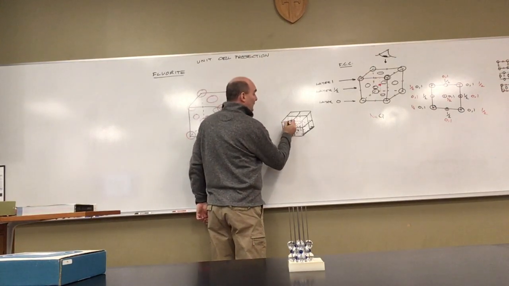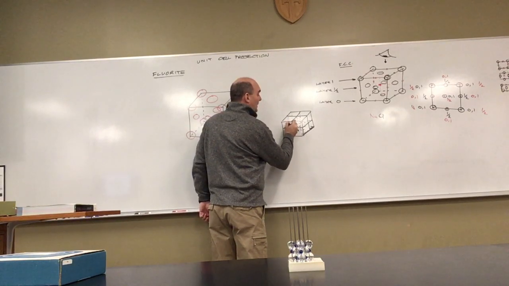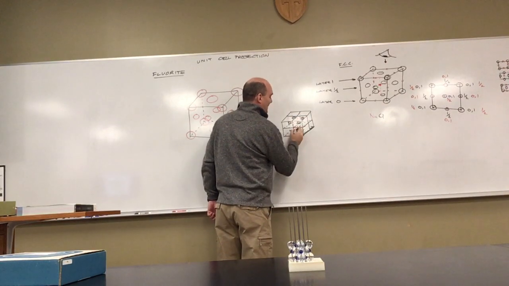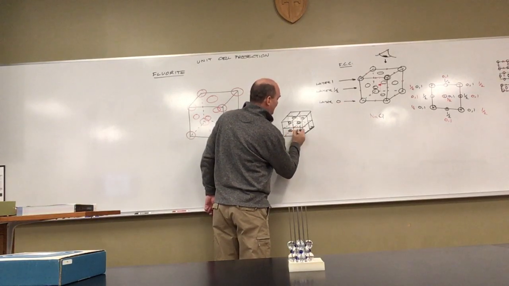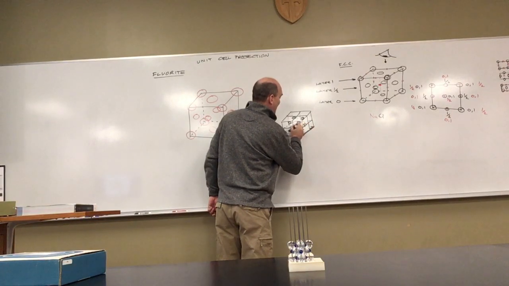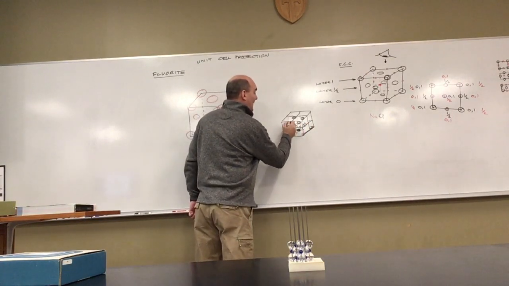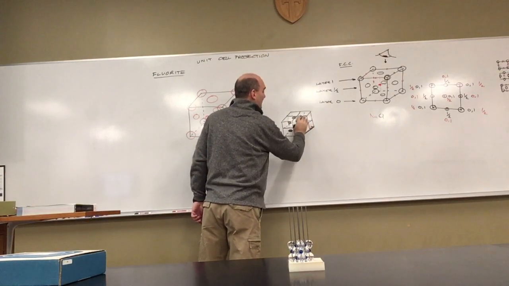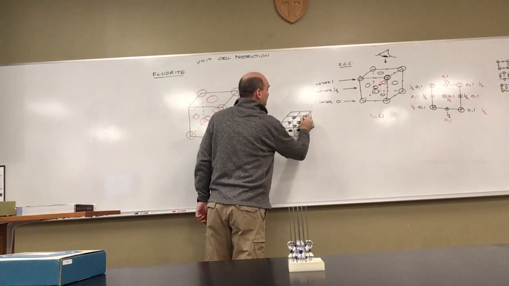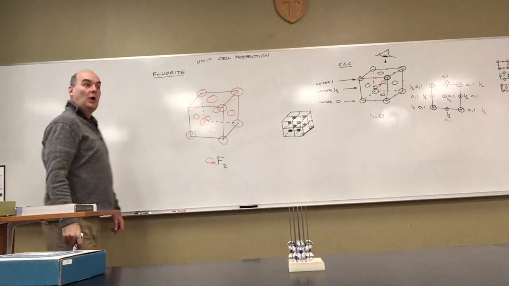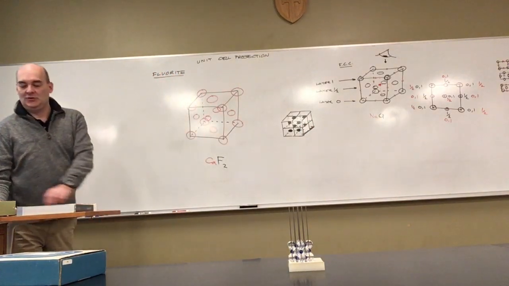So I have a fluoride here and here. And here, and here, and here, and at the back, and at the back. Okay? I think I could probably push that one back a bit. There you go. There's one fluoride in each cube.